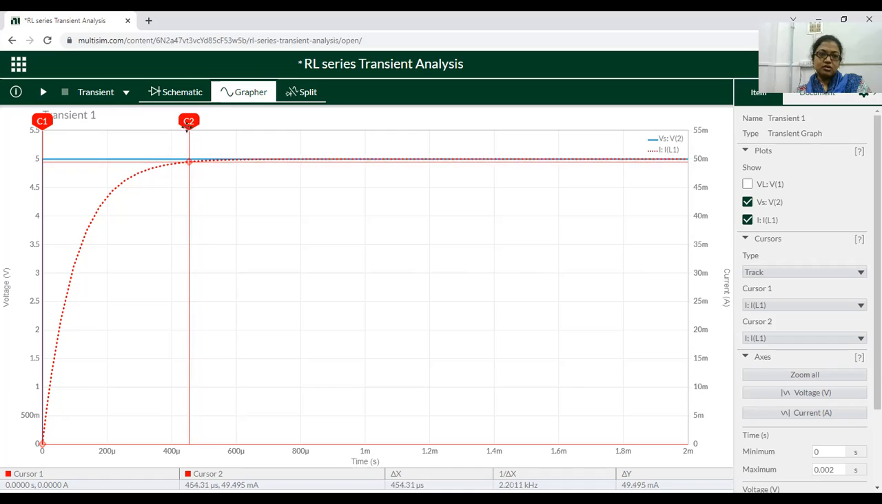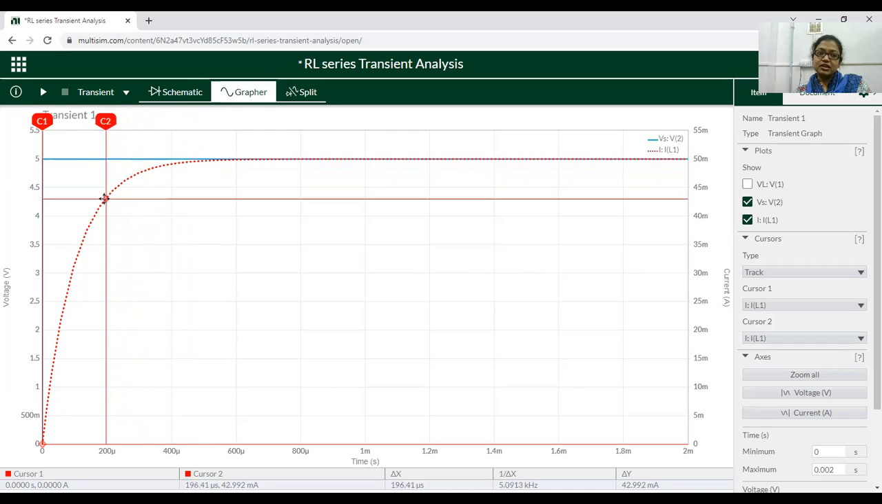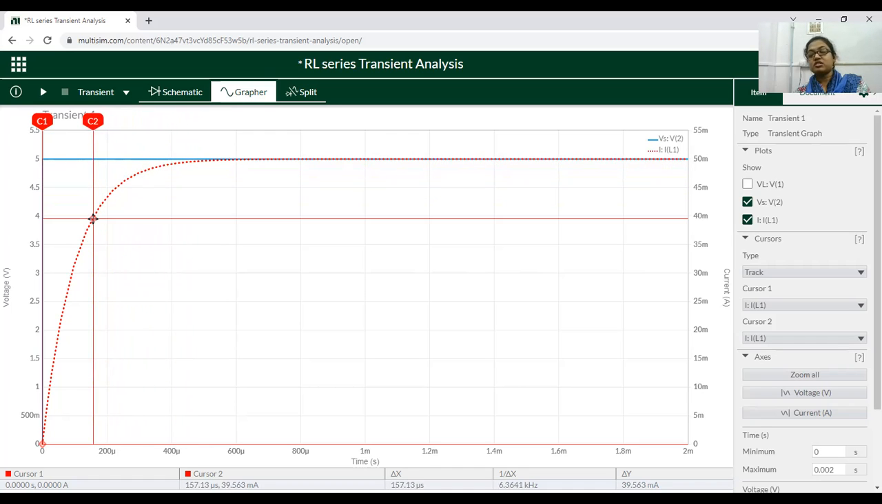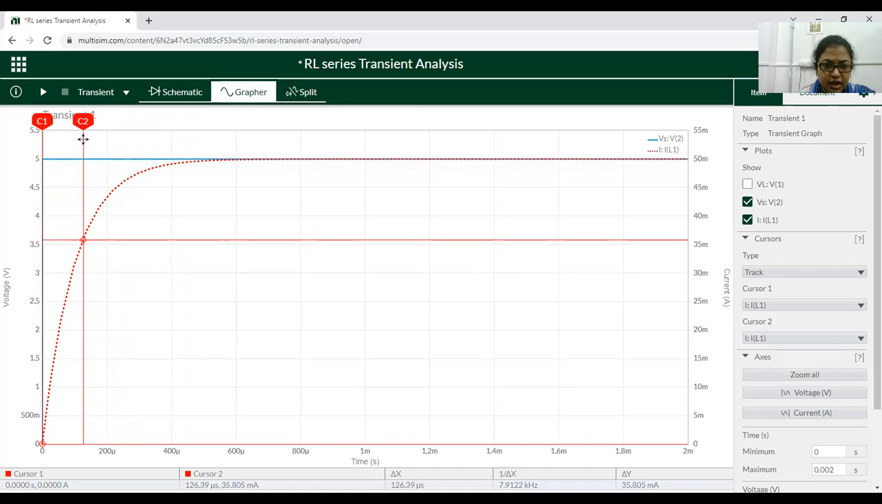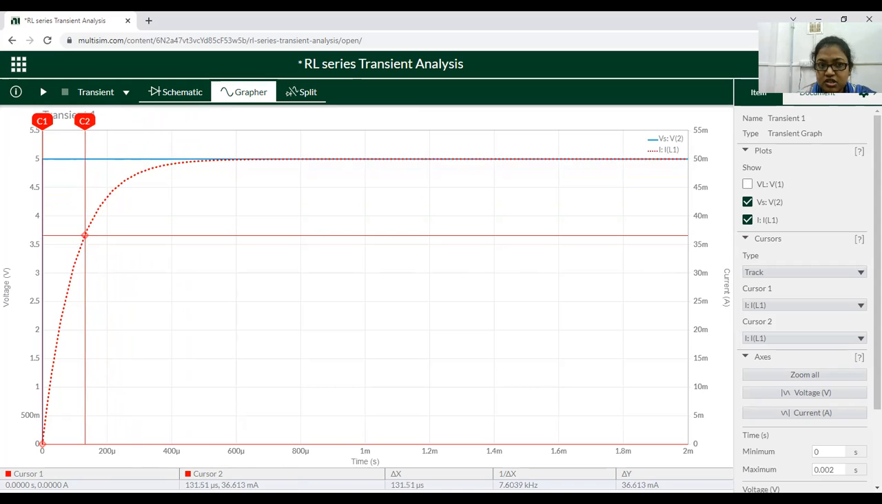Now the other cursor we can move, and we will set it at 31.6 milliampere. So how can we set that? See, move this cursor. Here is cursor 2. Cursor 1 is at 0, but cursor 2 is showing a value that will change. Now it's showing approximately 36 milliampere.